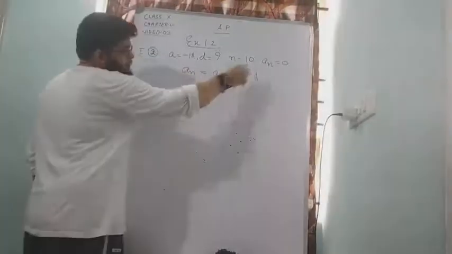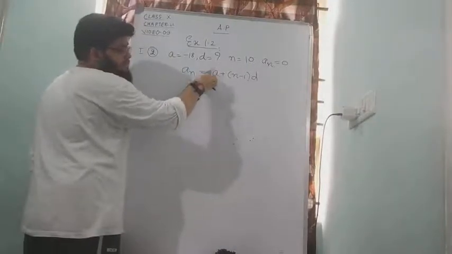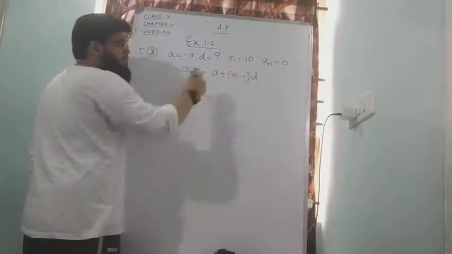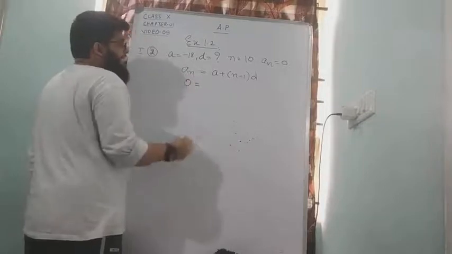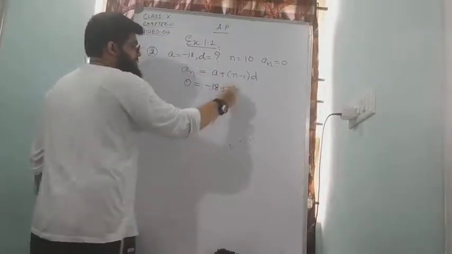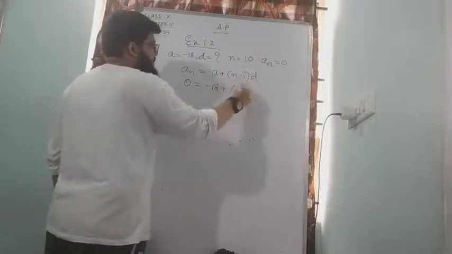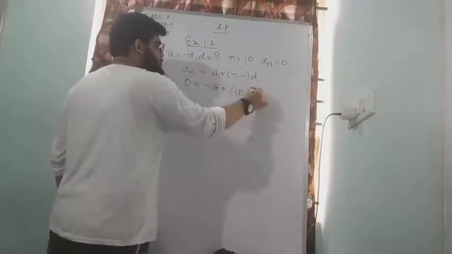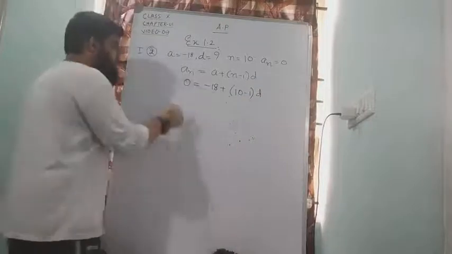So an, I'll write the formula as my first step. Second step is just putting in the values. The value of an is 0. The value of a is minus 18, plus the value of n is 10 minus 1 as it is, and the value of d we don't know, we will keep d as it is.